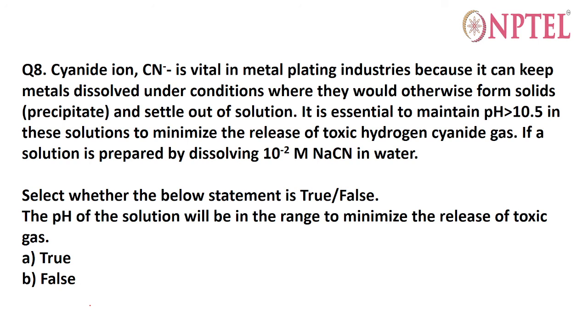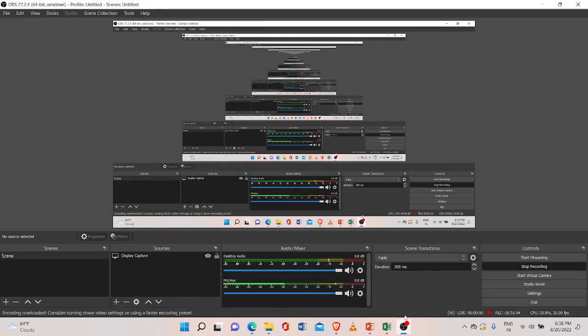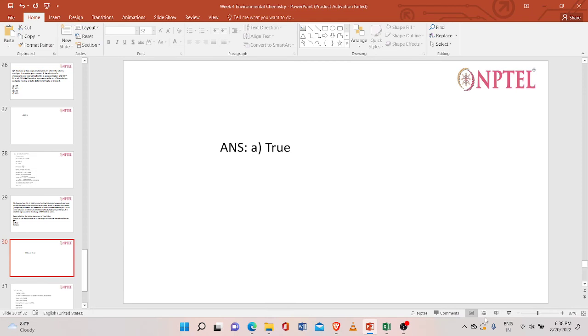So if a solution is prepared by dissolving 10 to the power minus 2 molar of NaCN in water, select whether the statement below is true or false. The pH of the solution will be in the range to minimize the release of toxic gas, true or false. So it is true, right? So we are getting true. So we'll check how we are getting this true.